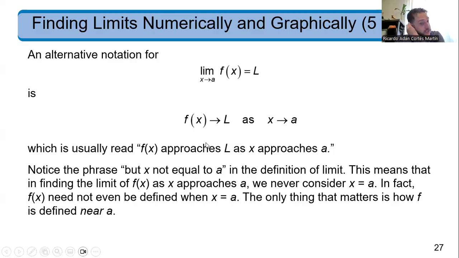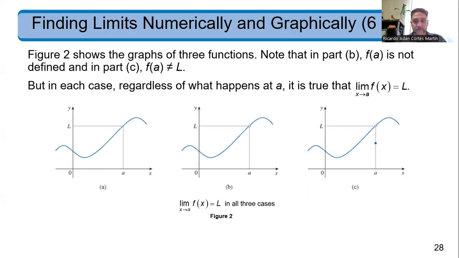But notice that it's not just substituting the value directly, no? We have to get closer and closer and closer every time. Because, for example, we can have different functions. If you notice, these look similar, but they are different functions, okay? What is the nuance about this? Well, let's see. The three of them follow the same blue line, but what happens at the point A?